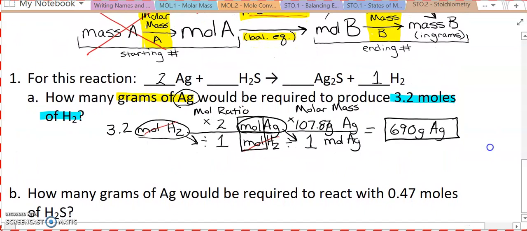So part B is similar to part A. Pause the video, try the problem, and see how you do.